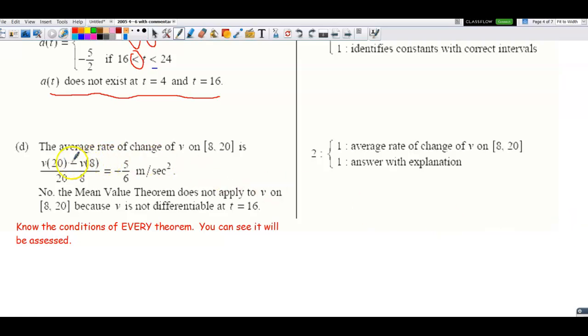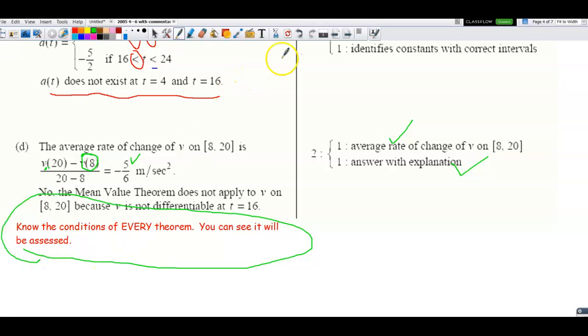In letter D, the average rate of change is -5/6. Now, you may not leave your answer with V of and V of. You can leave it with those numbers like there. We know that the value of V of 8 is a 0. I didn't calculate the V of 20, but you can figure that out. You get 1 point for the average rate of change, and then for explaining that the mean value theorem conditions are not met, you get 1 point. Make sure you know the conditions of every theorem because they will be assessed.